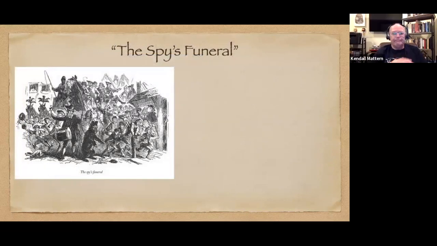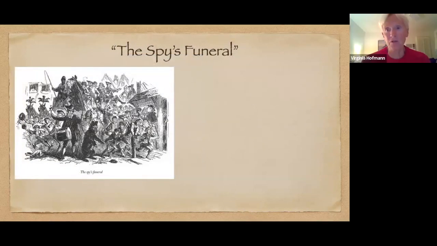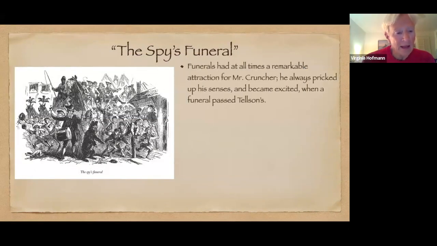Jenny? Yep. Okay. Now, our friend Jerry Cruncher, those of you who've been going along, we finally get a reveal here on what's happening with Jerry Cruncher. And we start out, this first picture you see here is called The Spy's Funeral. And if you recall, the funeral parade comes right by Tellson's, where he and his son are sitting outside the bank, and the world passes by them going left and right.